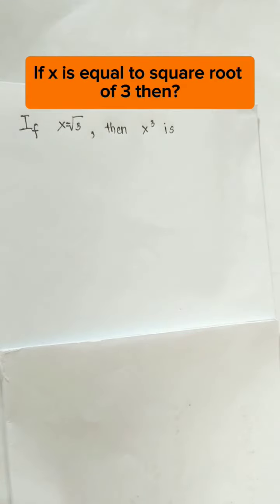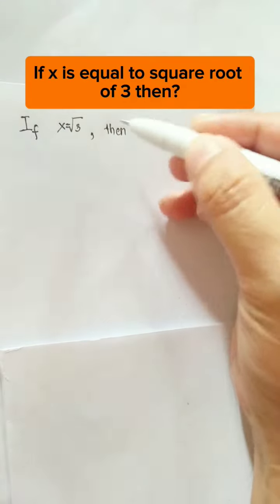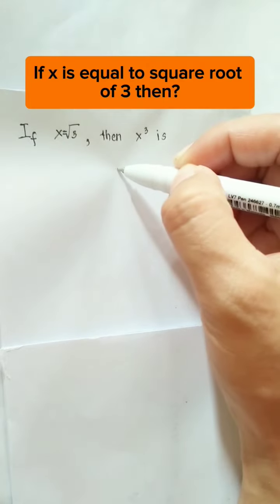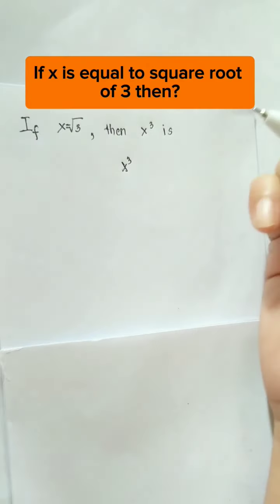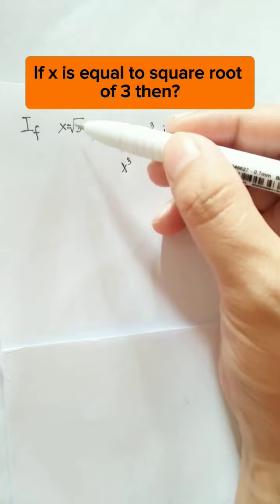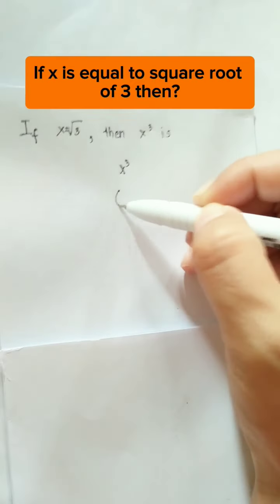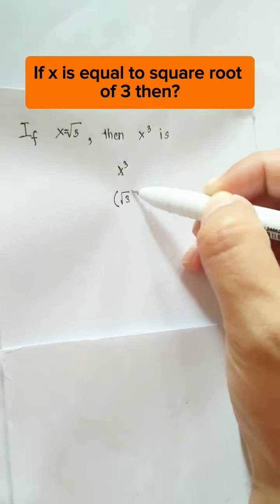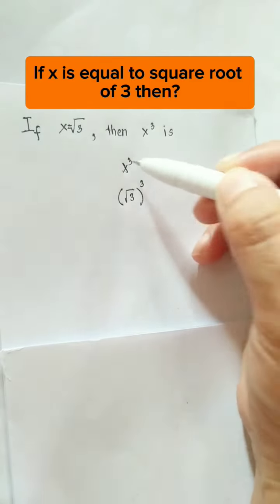If x is equal to square root of 3, then x cubed is what? So what is x cubed? Then we have to write x raised to 3 first. It is said that x is equal to square root of 3. So therefore, we have to substitute the value of x, which is square root of 3, raised to 3.